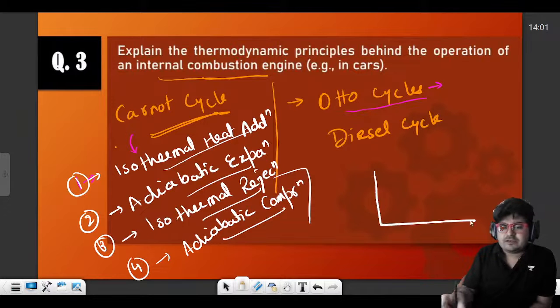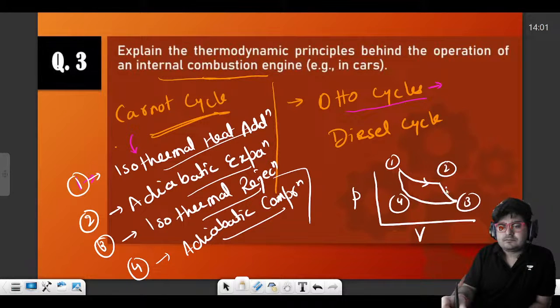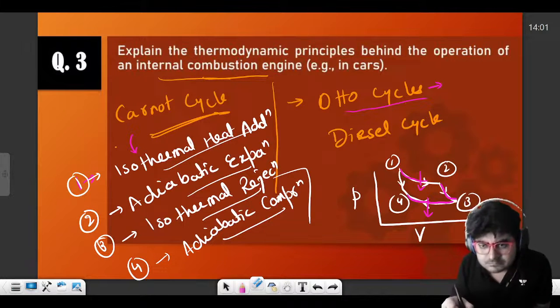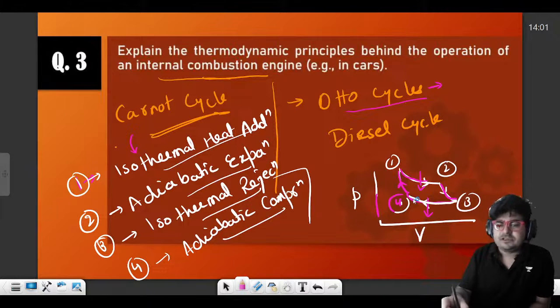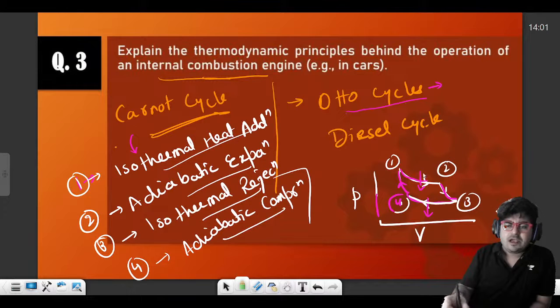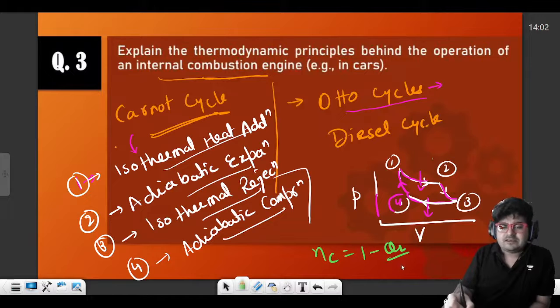You should know about the PV diagram of Carnot cycle. Something like this: 1, 2, 3, 4, where you know that the first step, 1 to 2, is isothermal heat addition, then adiabatic expansion, then 3 to 4 isothermal heat rejection, where heat is rejected, and 4 to 1 is adiabatic compression. ठीक है, तो ये कार्नोट साइकिल हो गई. अब इसमें एफिशिएंसी क्या होती है कार्नोट साइकिल के केस में? You know that 1 minus QL upon QH, which you can write as 1 minus TL upon TH.